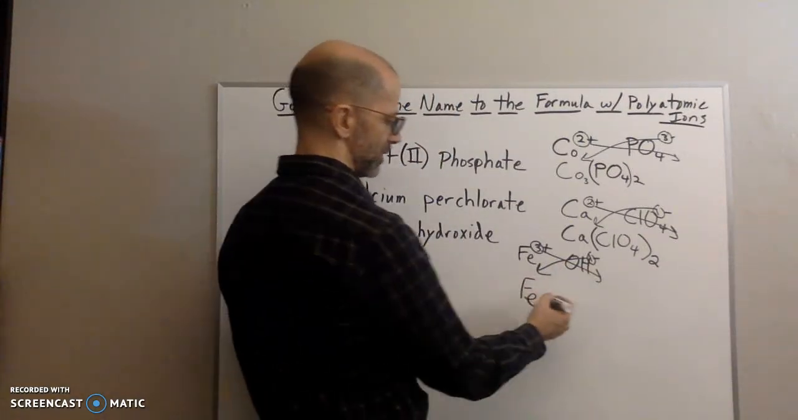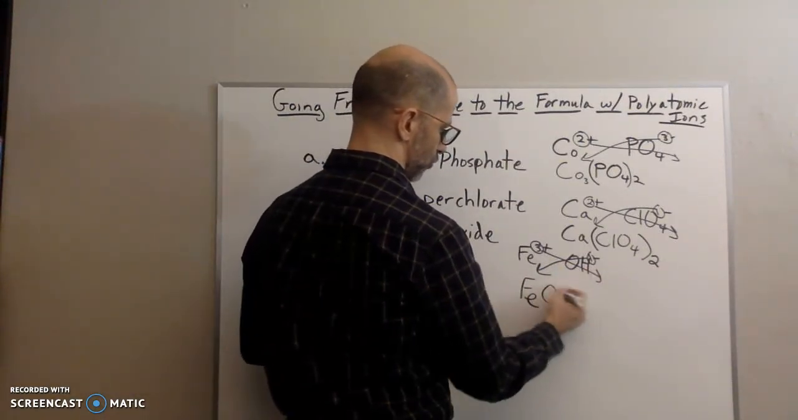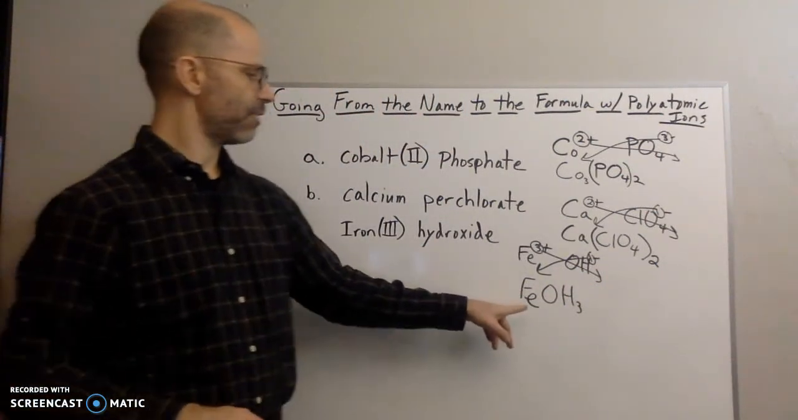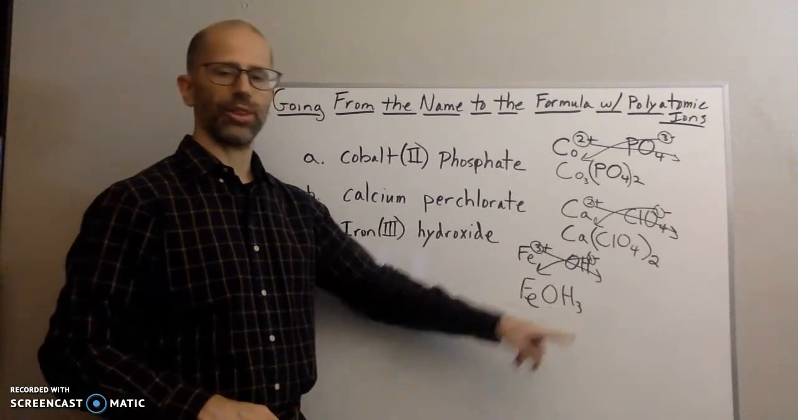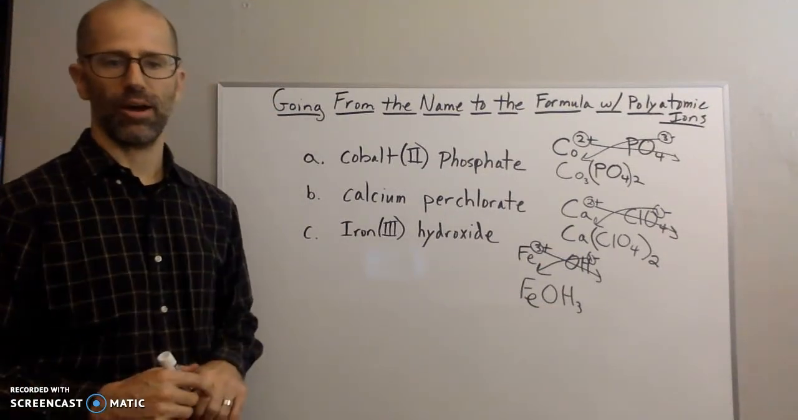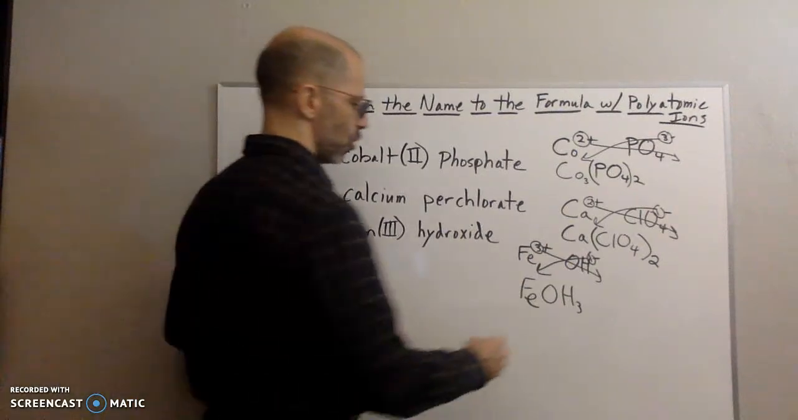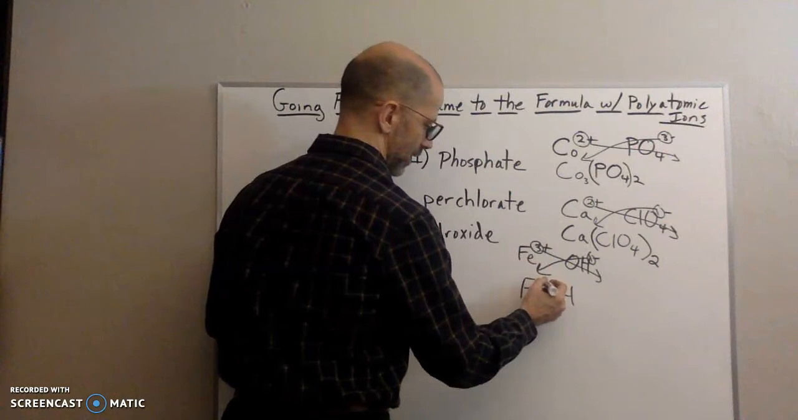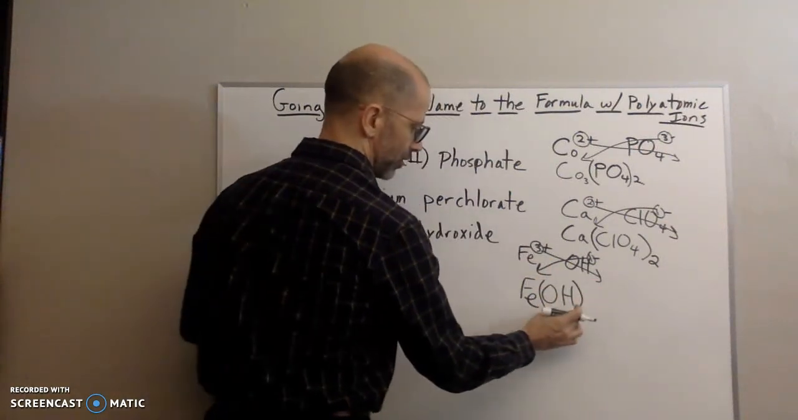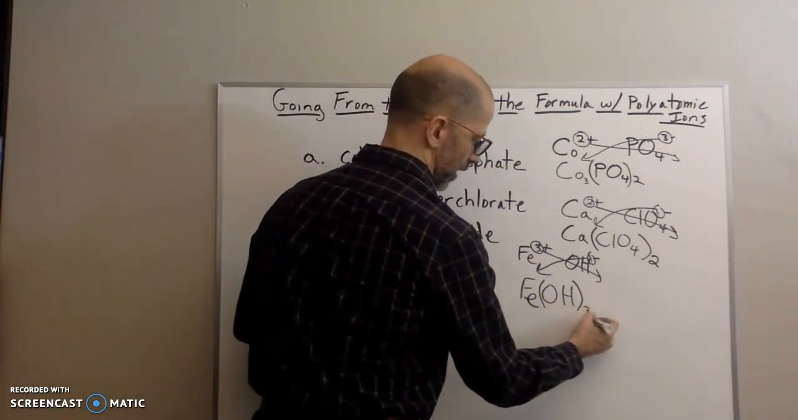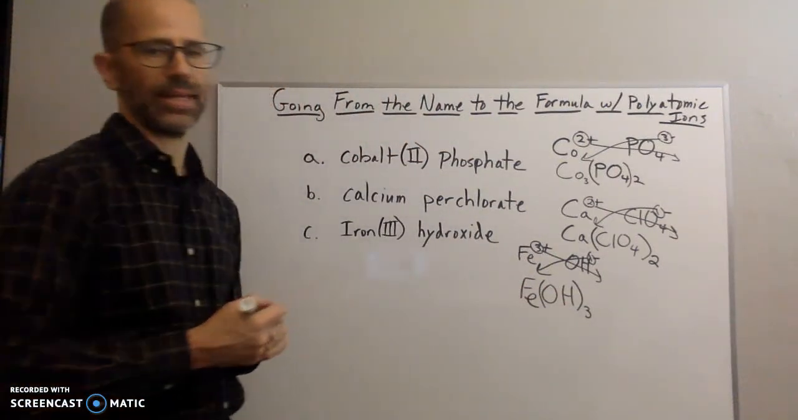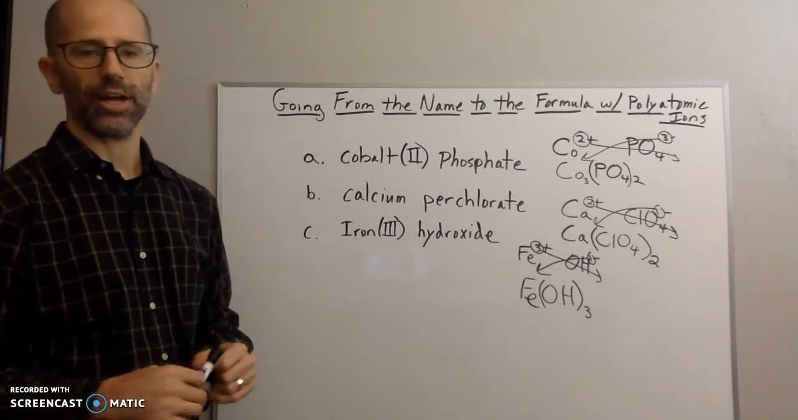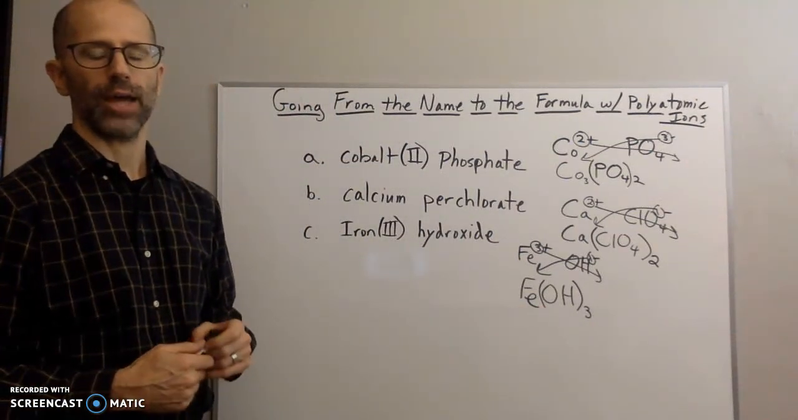Now here's where you can make a mistake. I need 3 of these. So if you just do this, OH3, that looks like I have 1 iron, 1 oxygen, and 3 hydrogens. So that is not the formula that I want. So in order to indicate that I have 3 hydroxide ions, I need to put the parentheses. Everything in the parentheses is multiplied by the subscript on the outside. So here I have 3 hydroxides, 1 iron(III) ion.